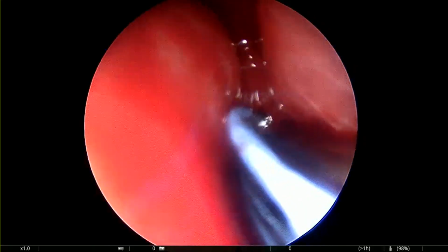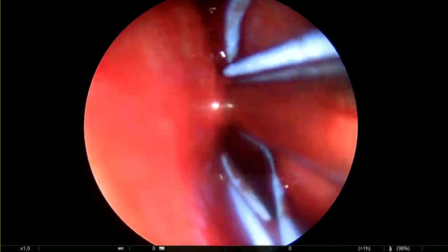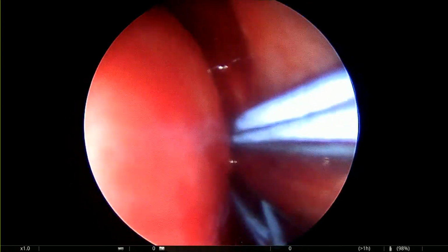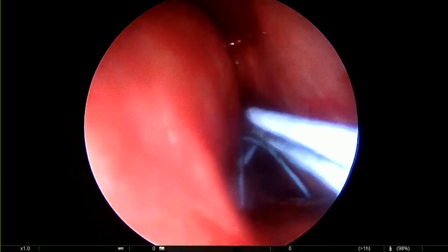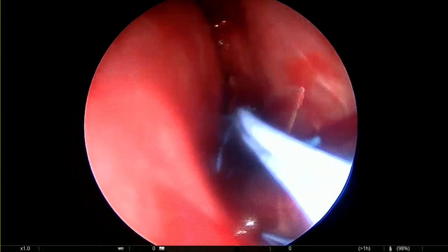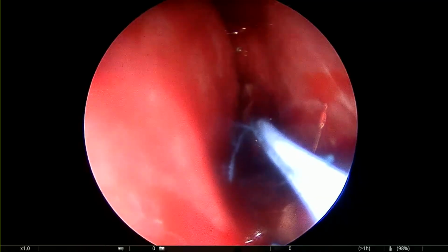And we are going to put the patient in a proclive position. Add more proclive to limit the bleeding. One time.